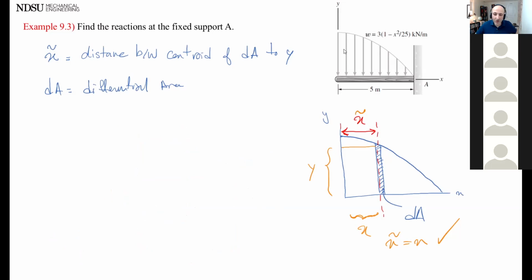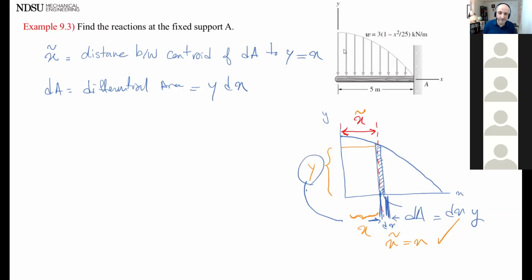So this one is parallel to the y-axis. If it's parallel to the y-axis, then x tilde is x. If it's parallel to the x-axis, then y tilde is y. See, that's the difference. So anyways, x tilde is x here. My dA is just dx multiplied by y, because this length here is dx and this length here is y.